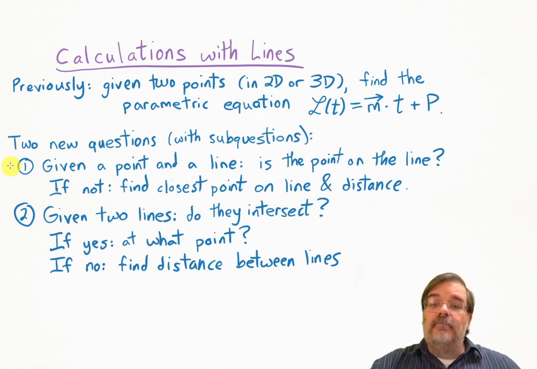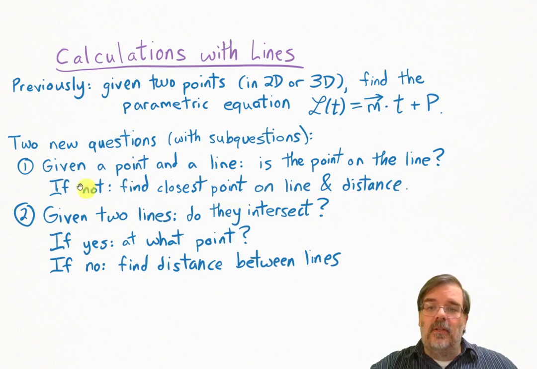The first situation happens when you're given a point and a line. The most natural question to ask is, is the point on the line? If so, cool, you're done. But if not, hey, that's even better because you get to do more math. In that case, you can find the closest point on the line to your given point, and then find the distance between your original point and that closest point. And so we can ask those 2 questions if you're given a point and a line.